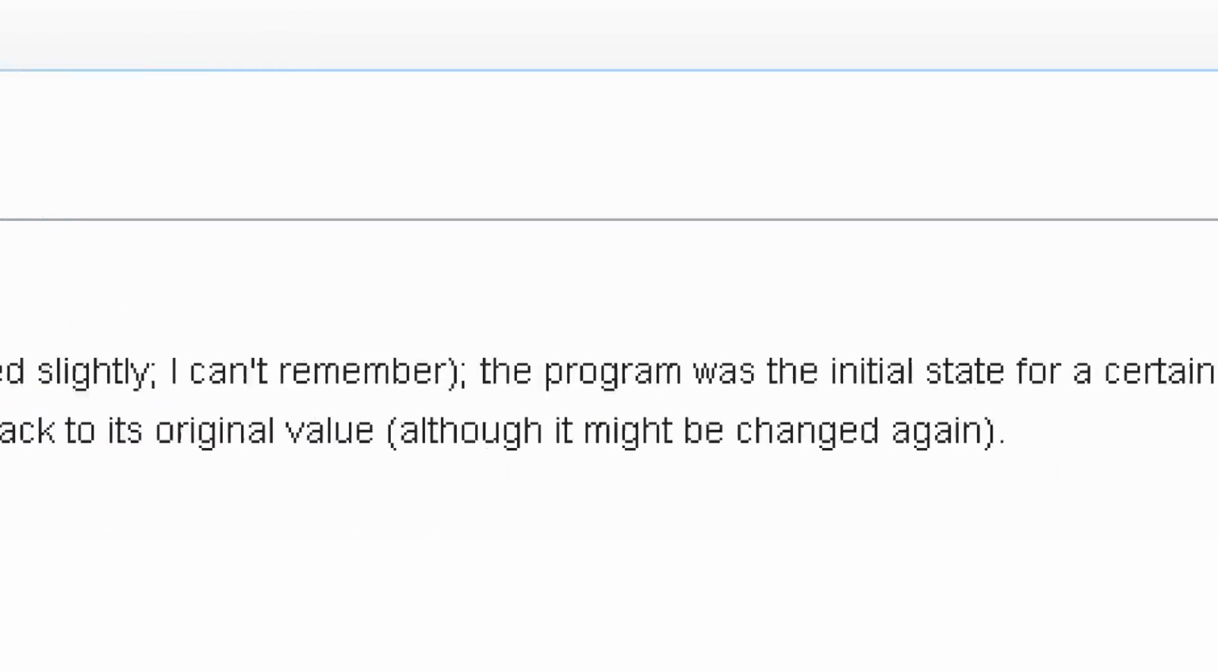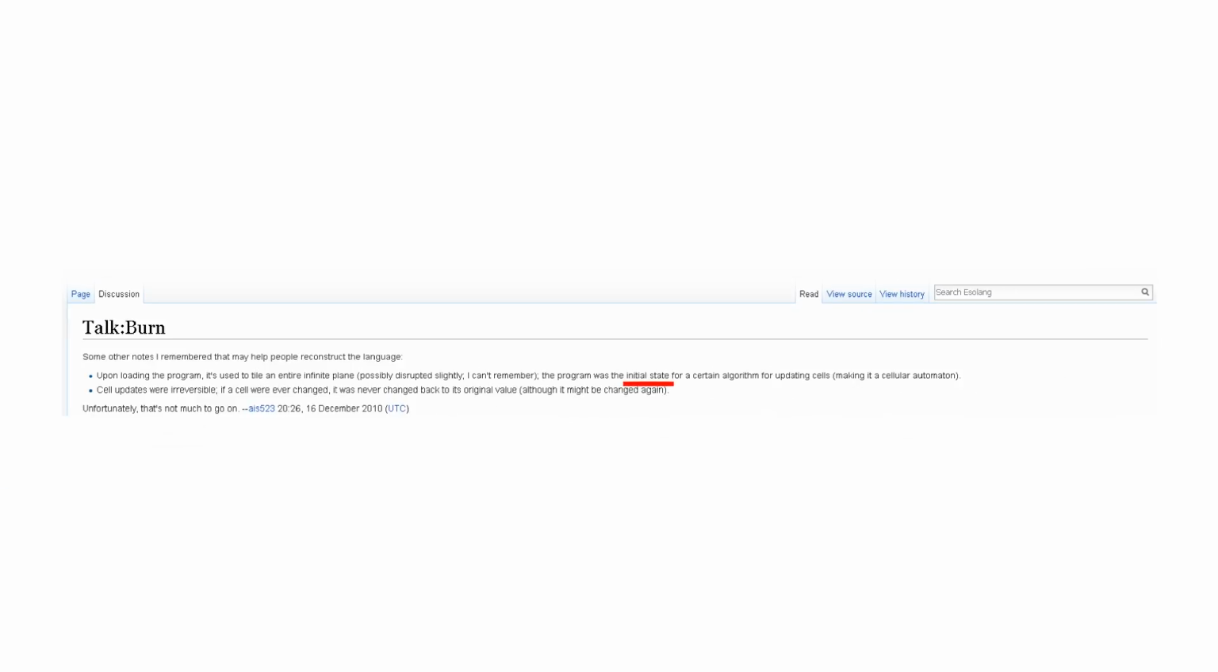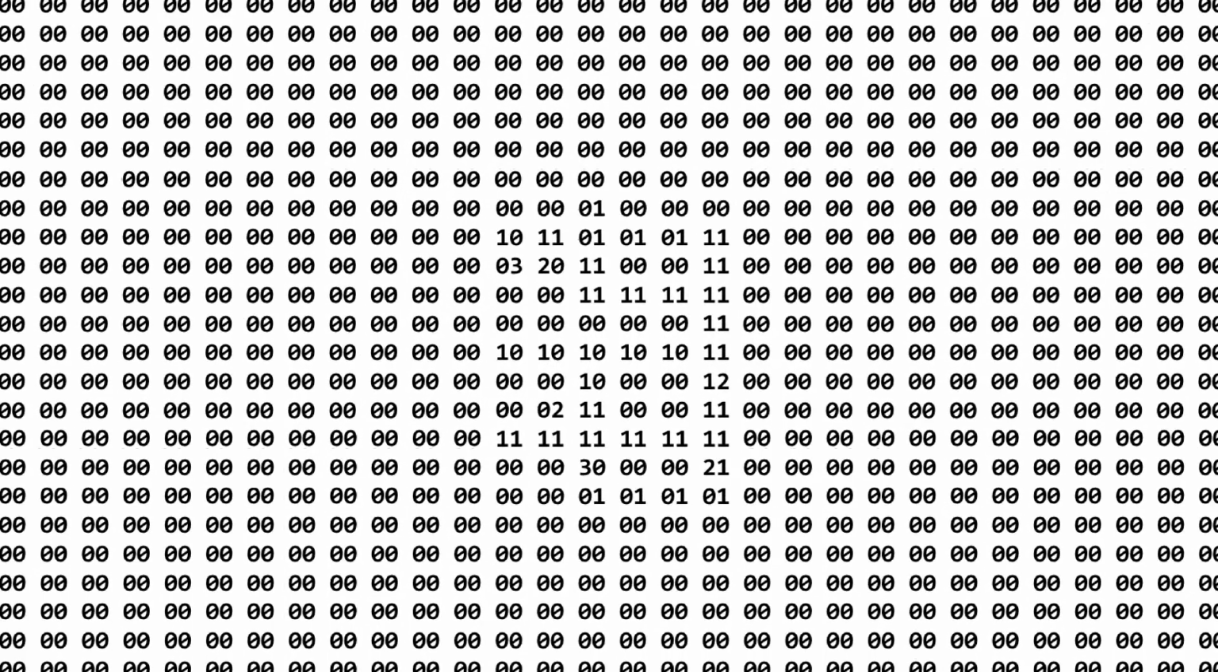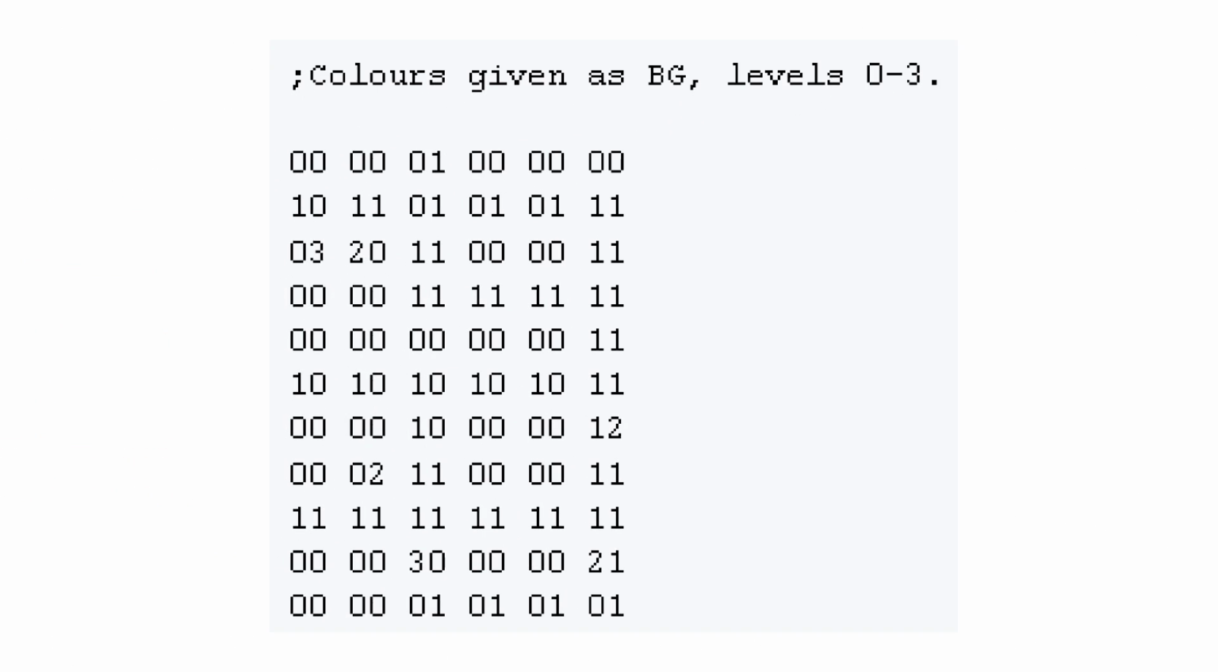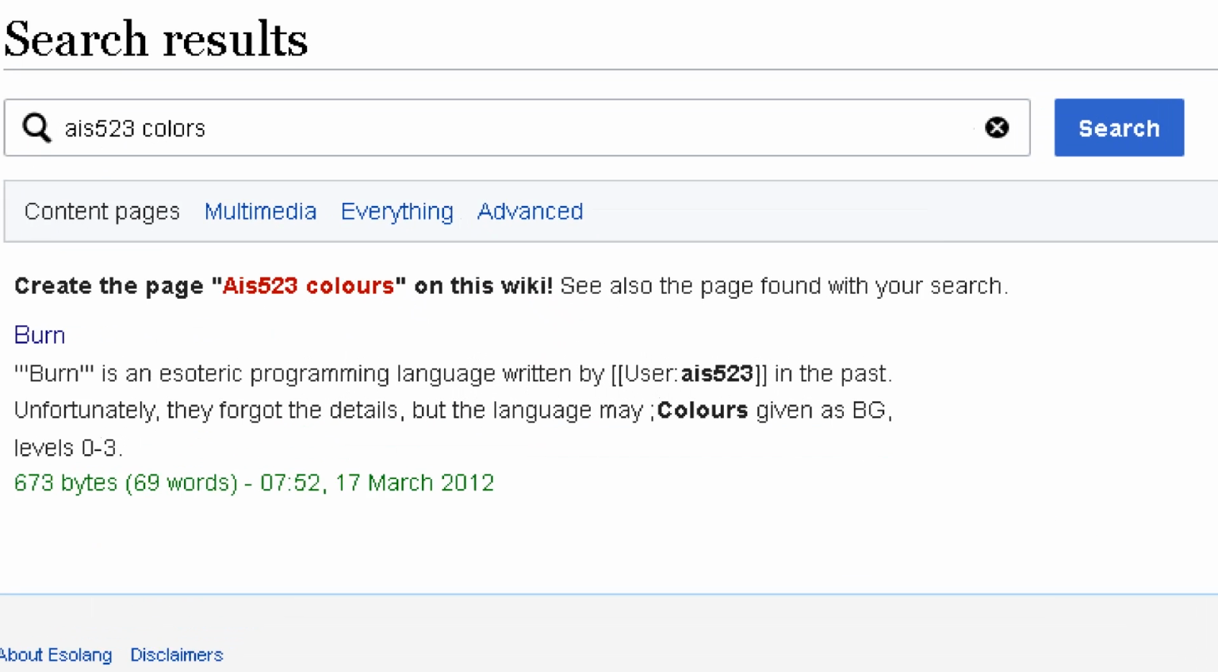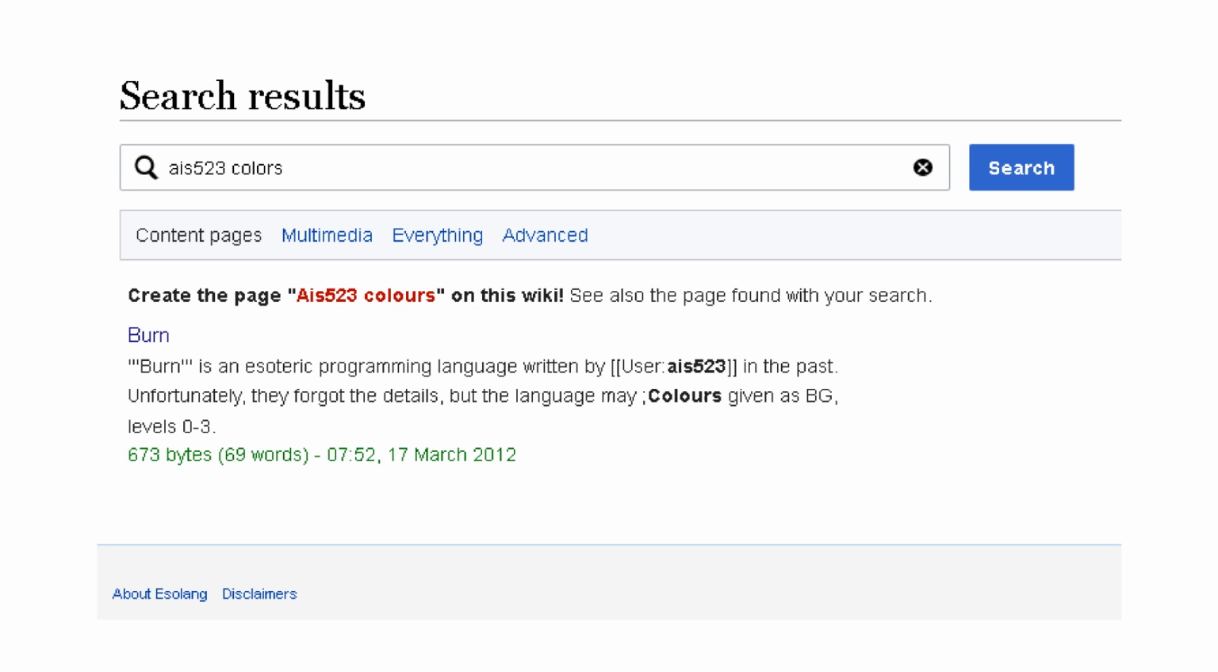He also calls this the initial state, which implies that Burn programs are written in an infinitely sized grid of two-character cells. According to this program's singular comment, there are colors in this Esolang at levels 0 to 3. Now, this is AIS523's only Esolang to include color, so I have no references to go off of when it comes to color. But that means that I can assume one of the digits must be a color.